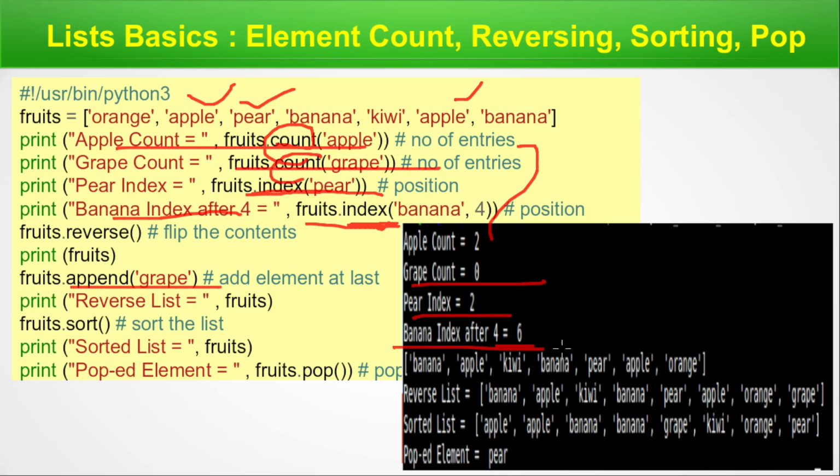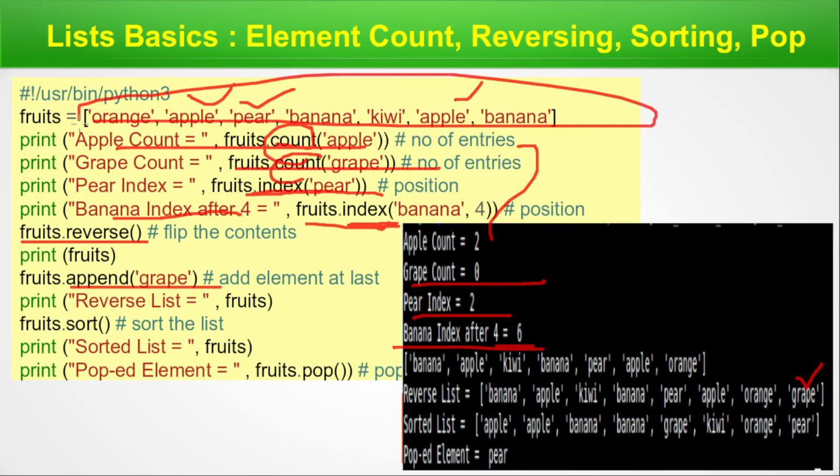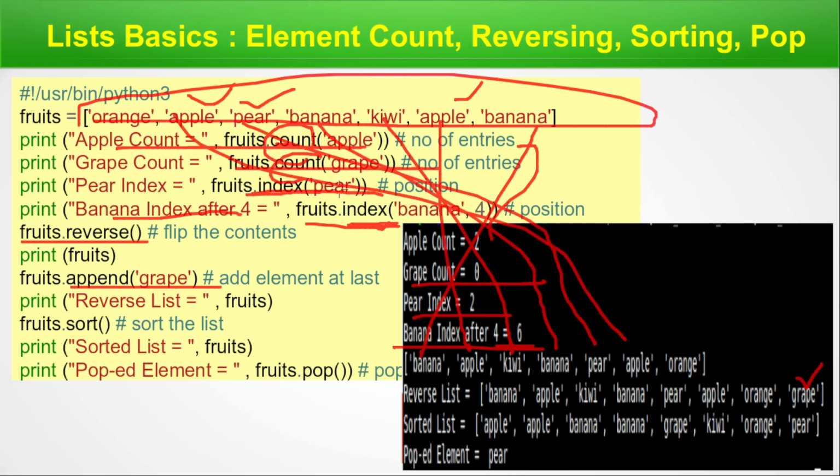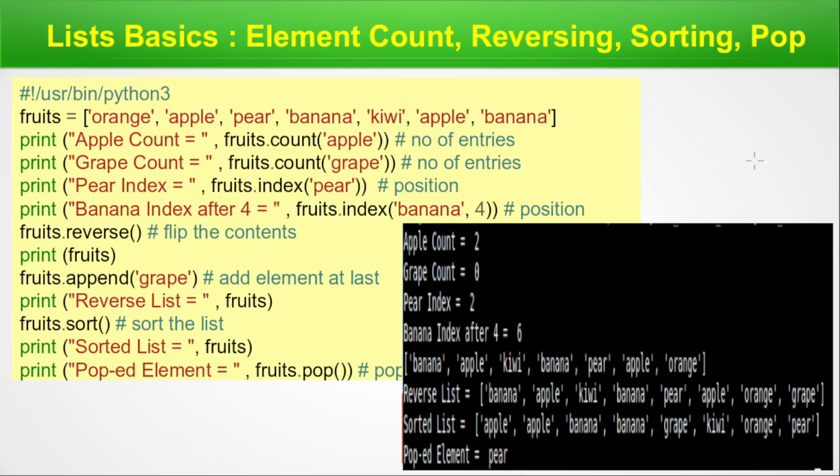And here we can append grape. As we append grape, the grape comes here. And you can see here the reverse is there. So what happens? The entire list is reversed here. So banana goes first, then apple goes here, then kiwi goes here, then banana goes here, and then pear goes here, and apple goes here, and orange goes here. So this is how the reversing is done.